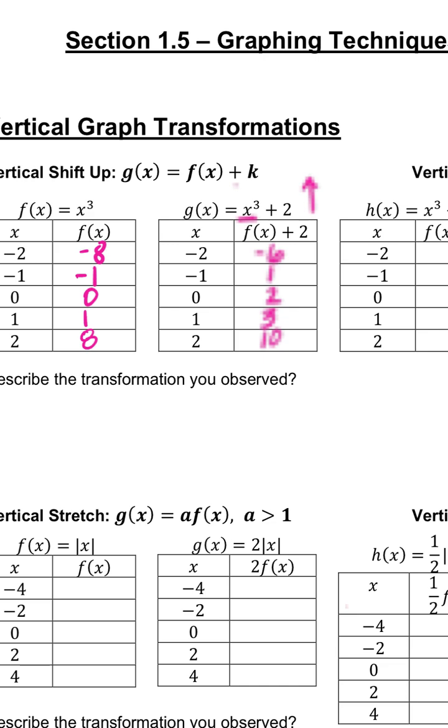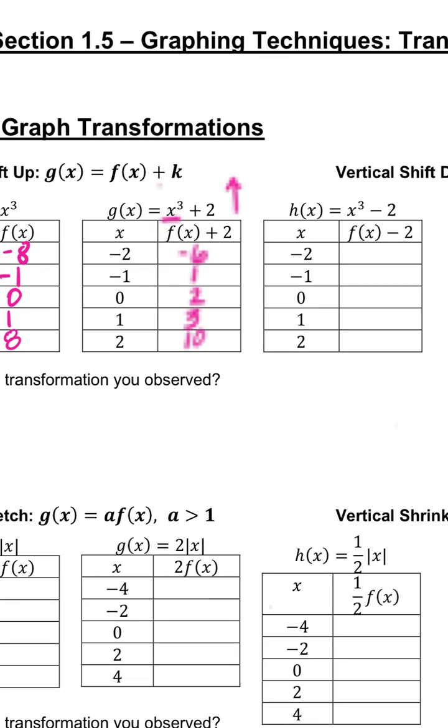All right, and then in this next box, it says to take your x cubed and shift it down. I'm going to take this box over here again, and I'm going to subtract 2 from everything. So negative 8 minus 2 is negative 10. Negative 1 minus 2 is negative 3. 0 minus 2 is negative 2. 1 minus 2 is negative 1. And 8 minus 2 is 6.